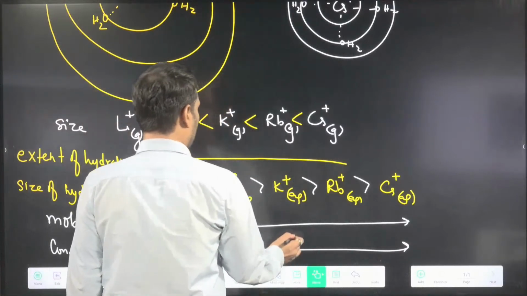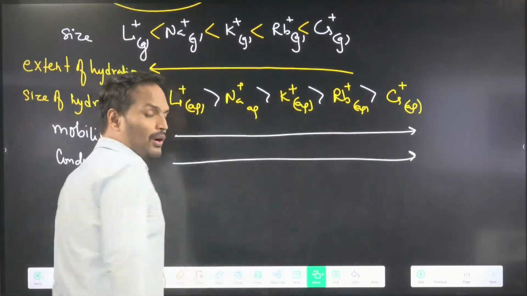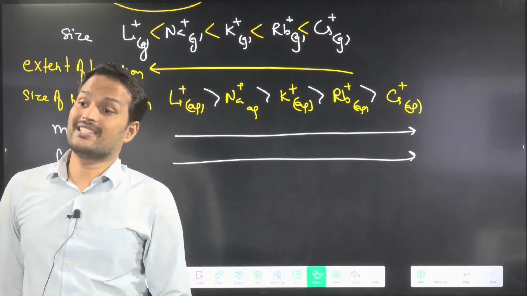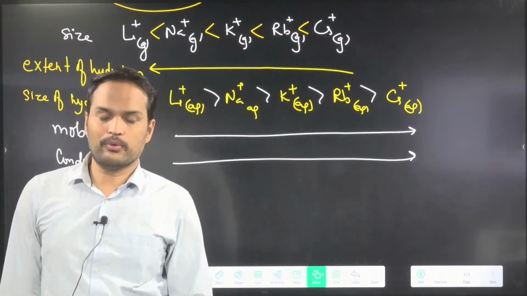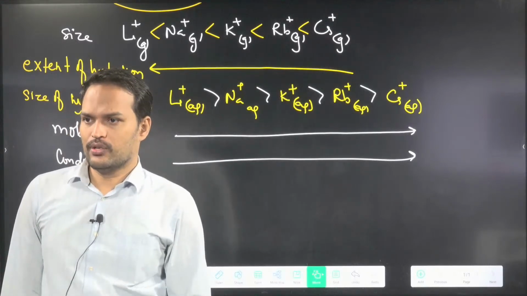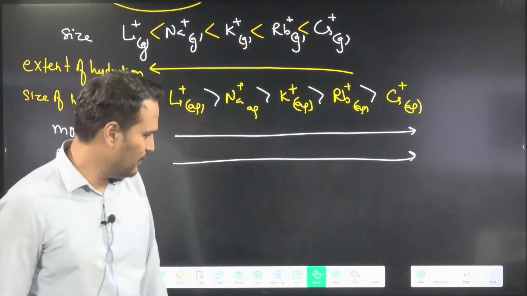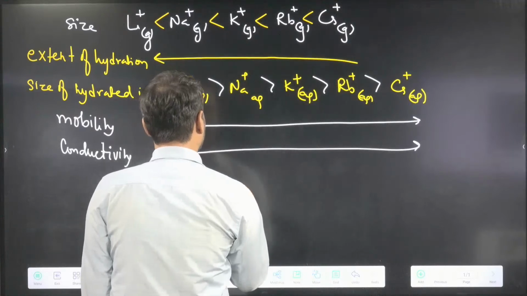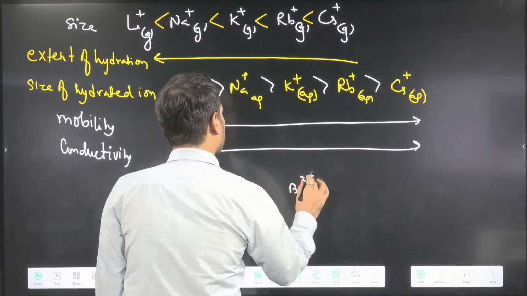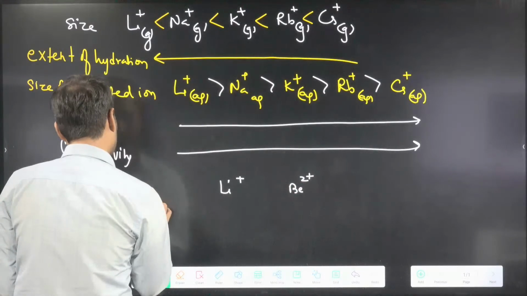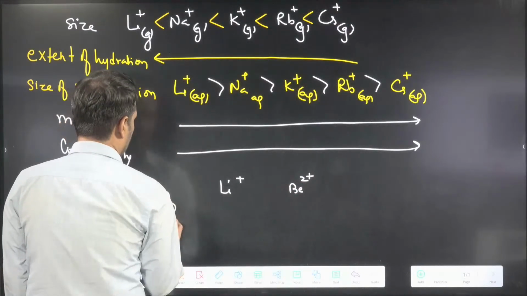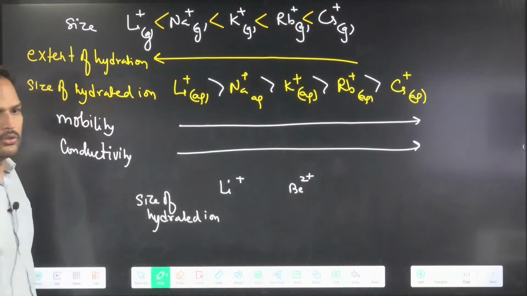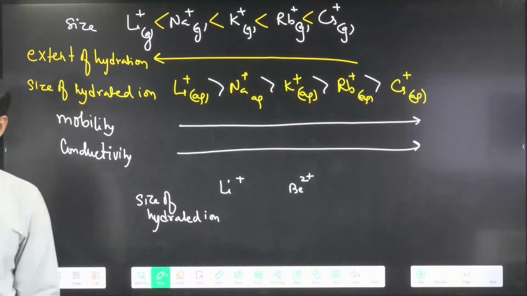Mobility is proportional to conductivity, but there is one point: this holds when the charge is the same. Now suppose you have Li plus and Be2 plus. Here a contradiction can come. If I ask you the size of the hydrated ion for Li plus and Be2 plus, what will happen? Tell me, whose hydrated ion size is more?